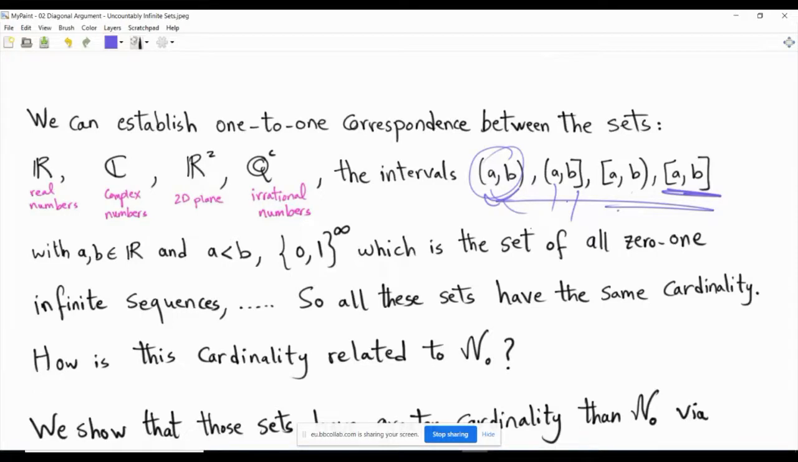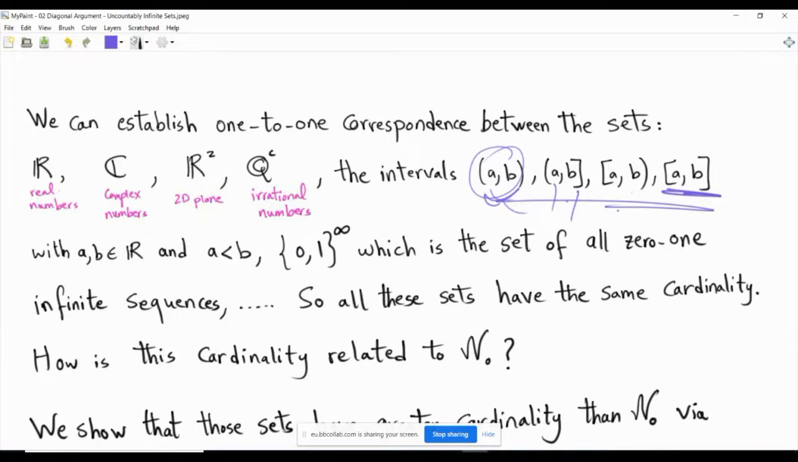Okay, so there is not just one size for infinity. In fact, there is an infinite number of infinities. Let's see why, for example, those sets are not countably infinite. They have a cardinality that is greater than that of the natural numbers.